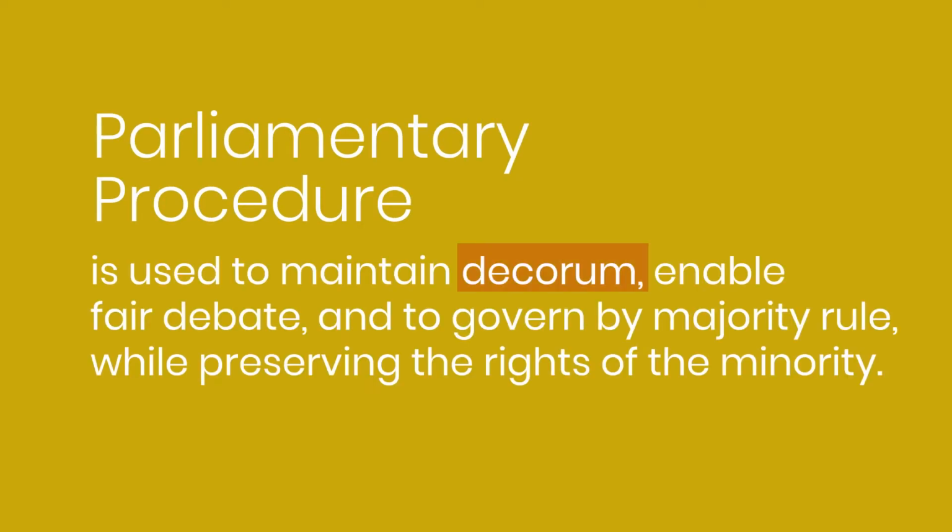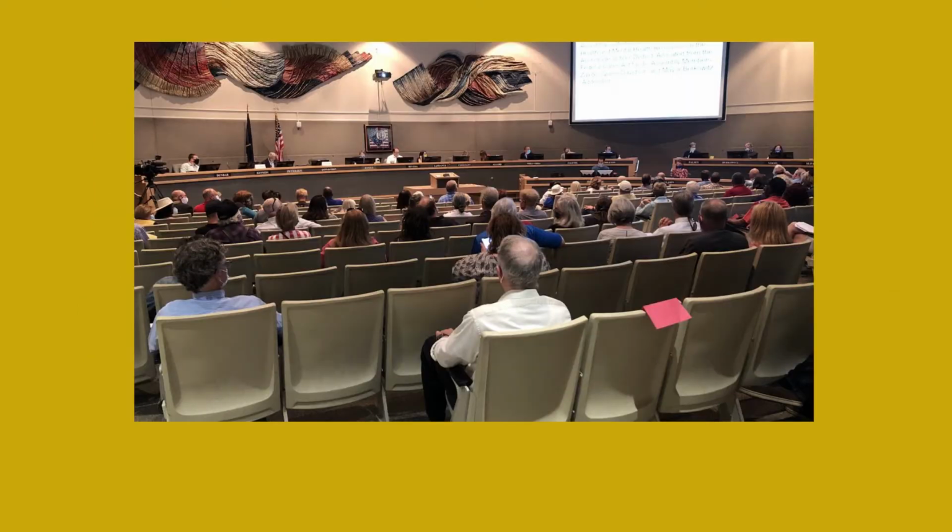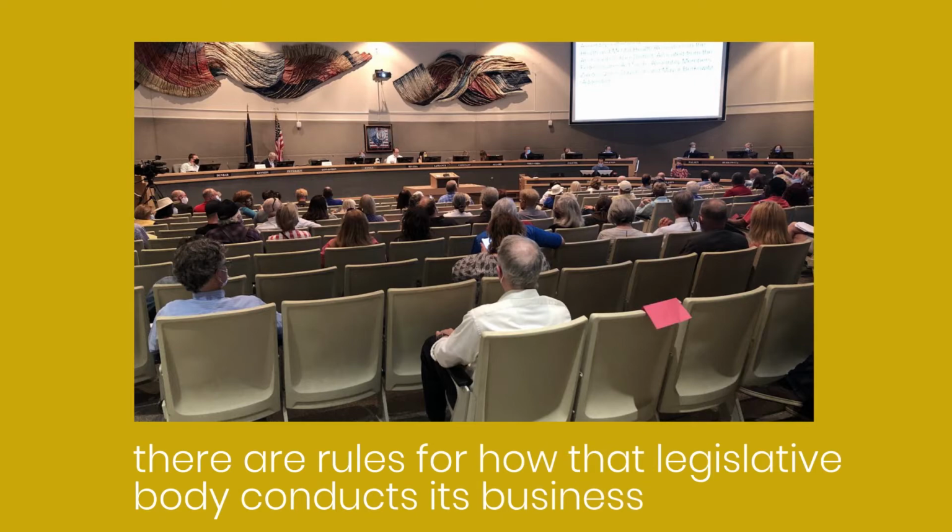In today's video, we're going to learn about parliamentary procedure and how it is used by the Assembly during their meetings. Parliamentary procedure is used to maintain decorum, enable fair debate, and to govern by majority rule while preserving the rights of the minority. If you've ever watched an assembly meeting, U.S. congressional or Alaska state legislature meeting, you know that there's a certain set of rules that govern the way that legislative body conducts its business.